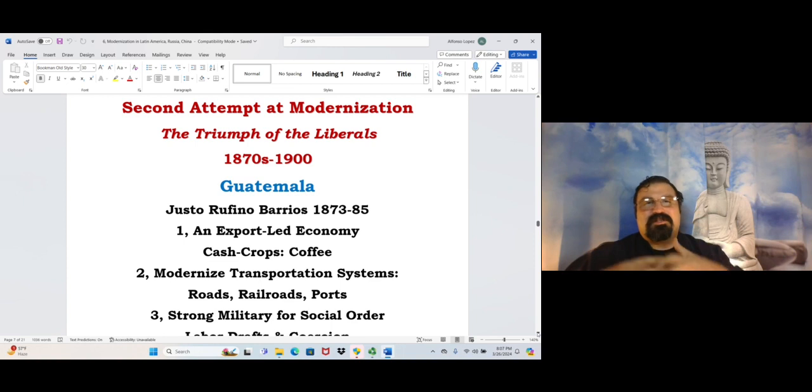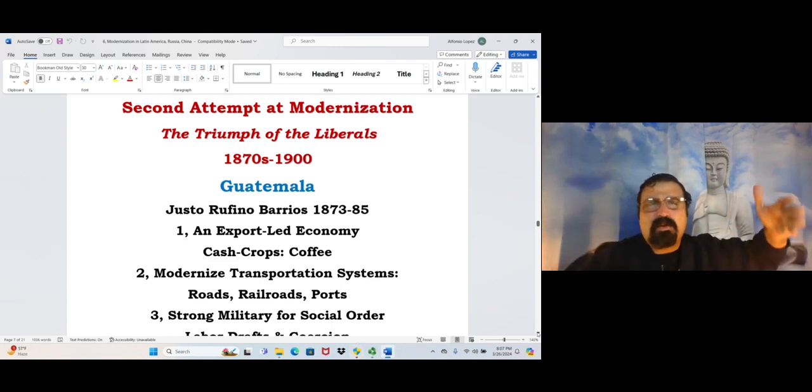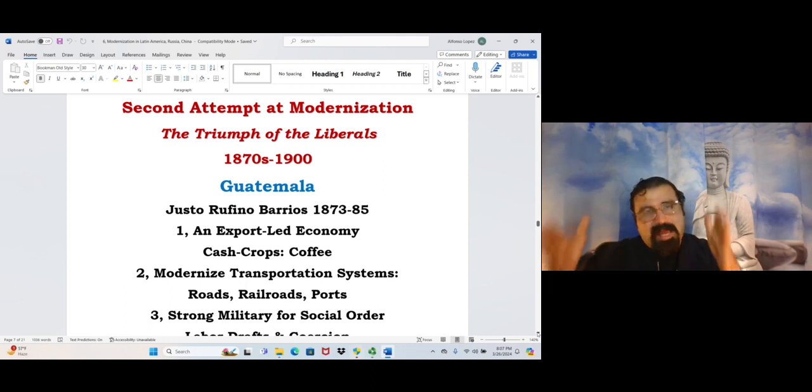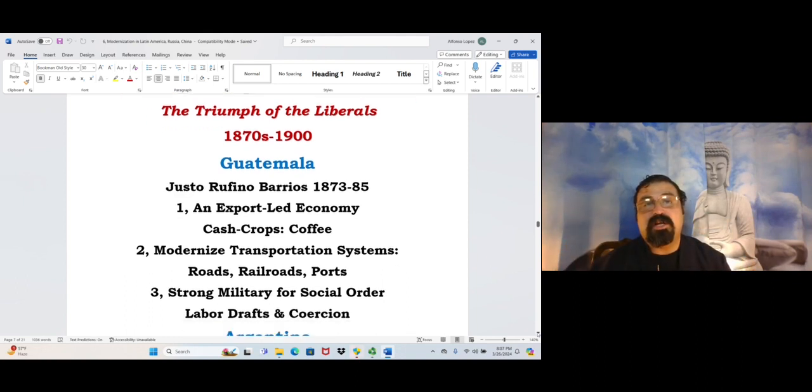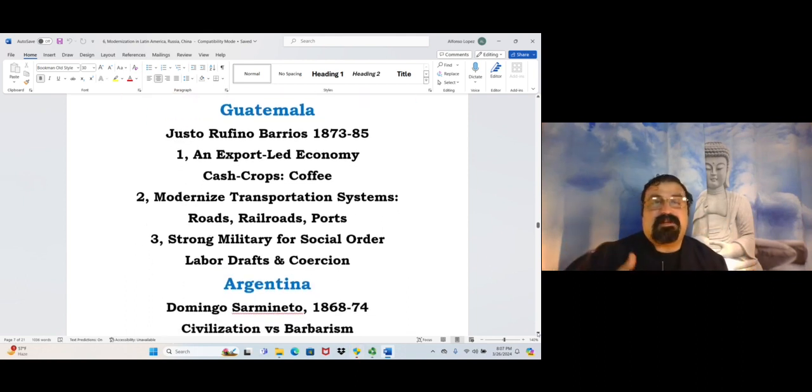This is the so-called triumph of the liberals, and what we see is a second wave of modernization from the 1870s all the way to 1900. Now the liberals are in charge. They have more stable governments, more stable regimes, and they're going to start pushing the process of modernization even further, at a higher rate, faster than ever, because there's really little opposition by this time.